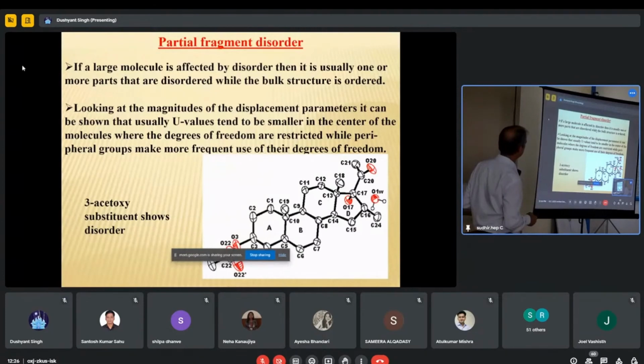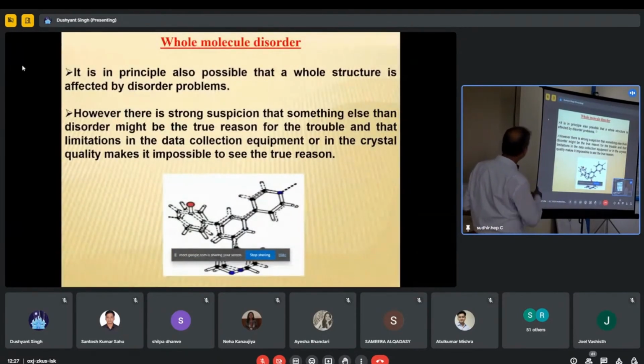Partial fragment disorder. Now, your whole molecule is stabilized with 100% occupancy. But in the 3-acetoxy substituent, one of the oxygens is showing disorder, so we have split it into two parts, O22 and O25. Looking at the magnitude of displacement parameters, U values tend to be smaller in the center of the molecule, but the acetoxy group is showing large thermal parameters. So this is an example of a whole molecule showing disorder.